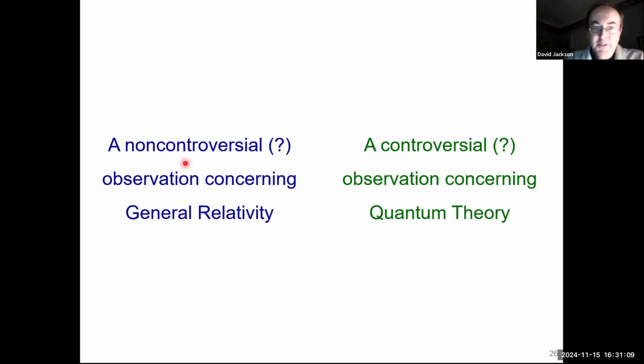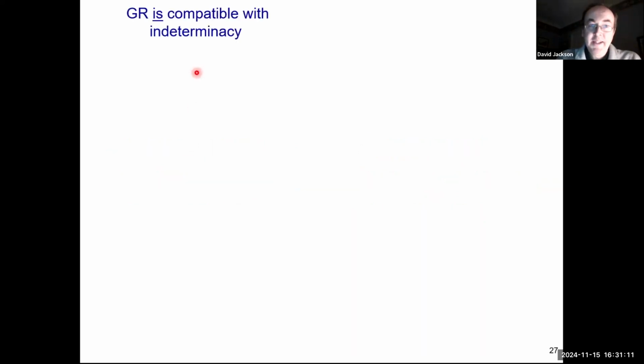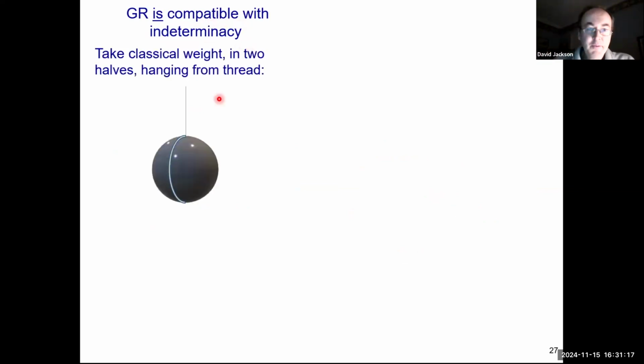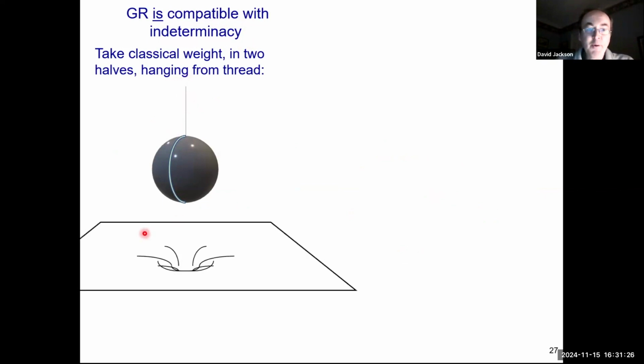So the non-controversial observation is that general relativity is compatible with indeterminacy. All I mean by this is if we take a heavy weight, which is two halves glued together but of uniform density, hanging from a thread. So this is the picture of a bowling ball on a rubber sheet. So in general relativity, the matter is associated with the curvature of space-time, and it's going to be slowly rotating.